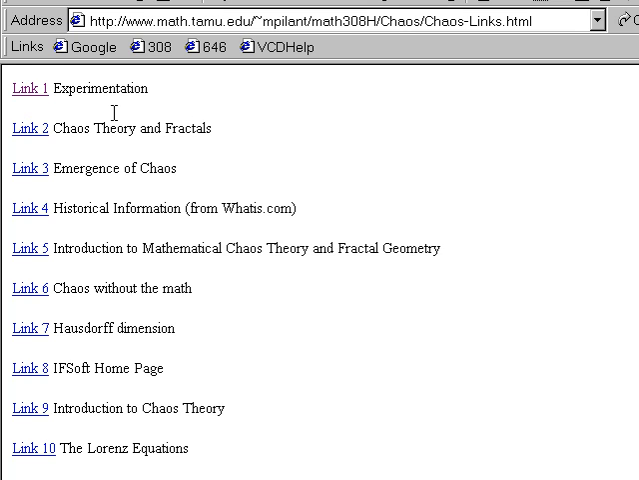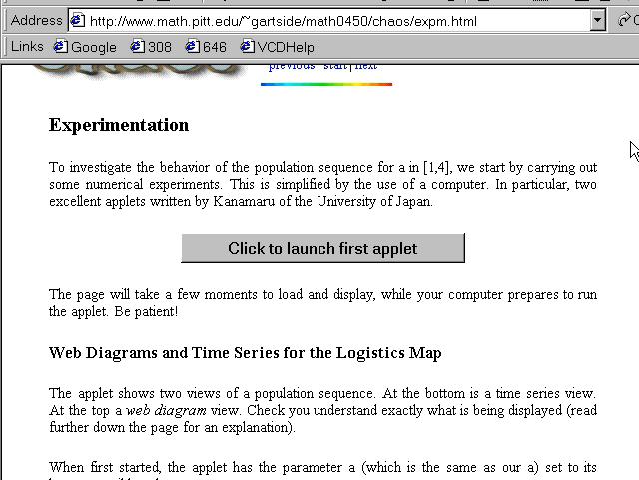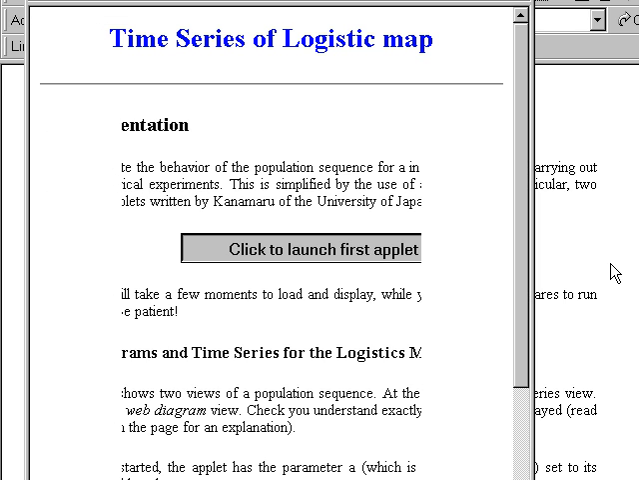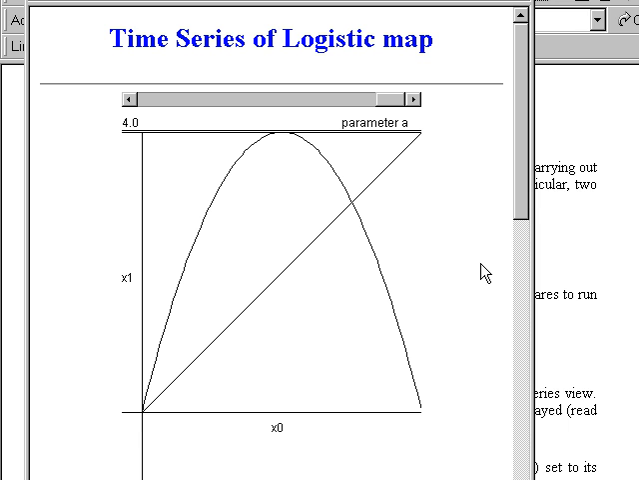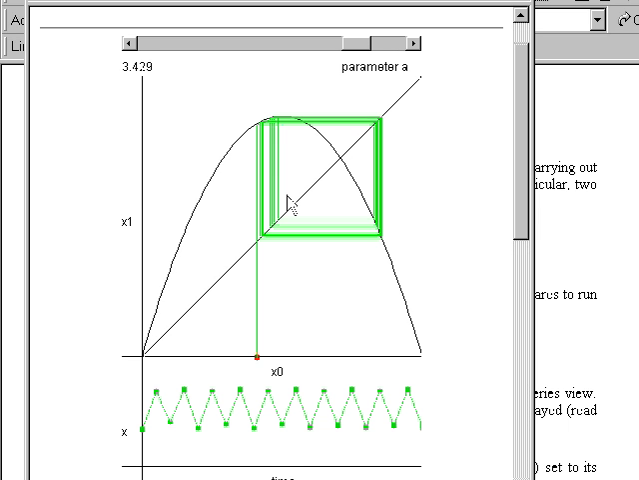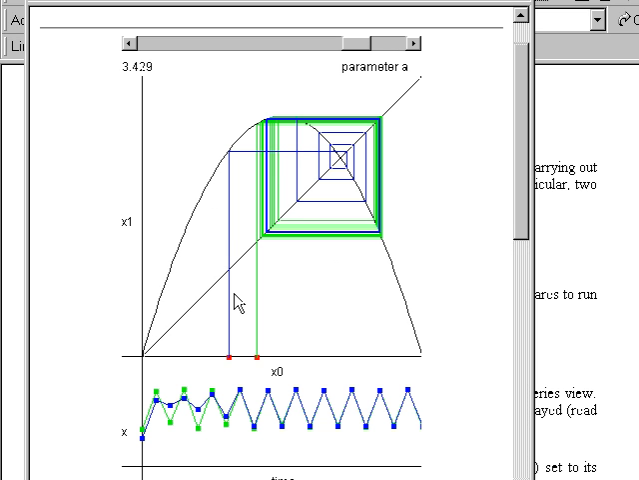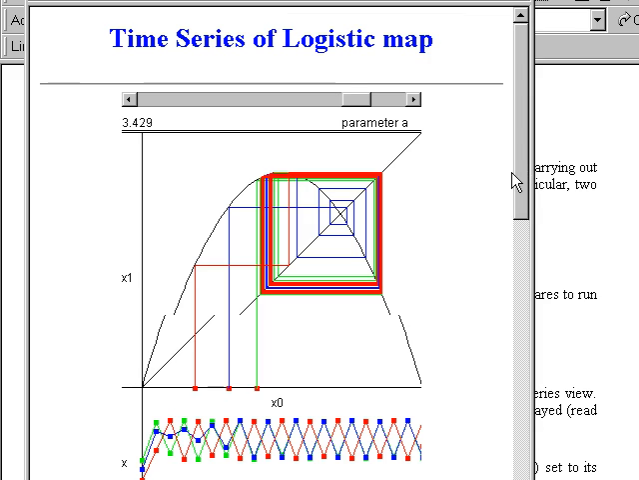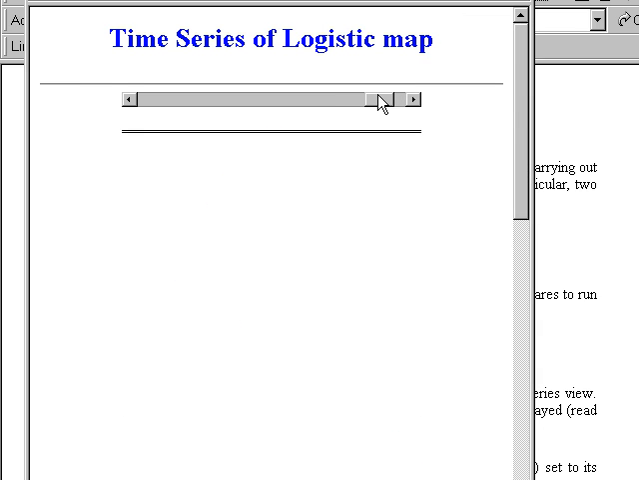Now I made a bunch of links for this class, the 308 class, and there's a whole lot of links on experimentation. This, for example, is an applet. Wait for it to come up. Now this is the logistic map, which is exactly, if you take this, you bounce over to here and you go like this. So there should be a, click the field. You can see what happens here. Is there a reset? I guess I have to.